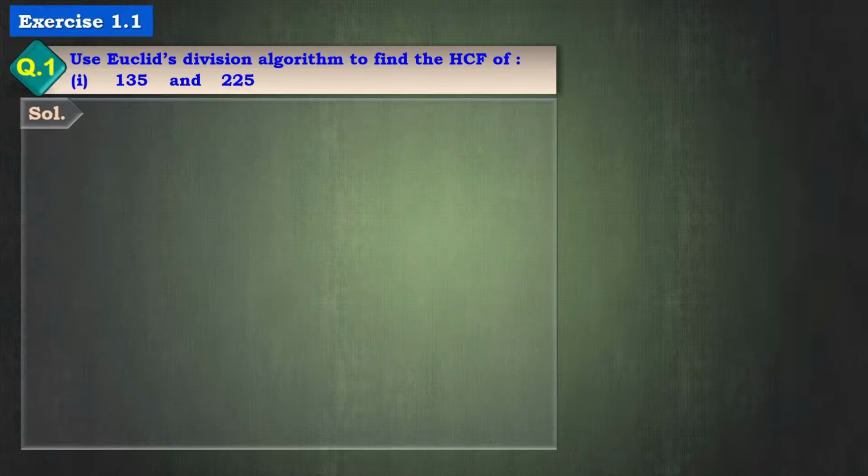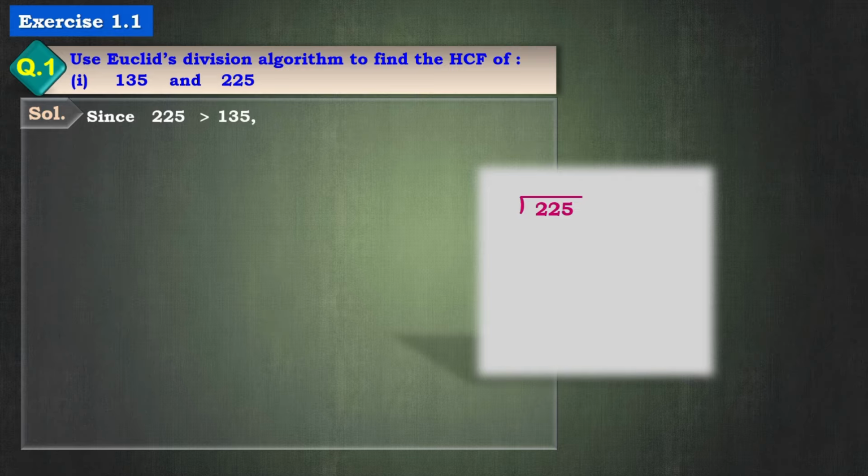Now let us solve one problem. Use Euclid's division algorithm to find the HCF of 135 and 225. Since 225 is greater than 135, we will consider 225 as the dividend and 135 as the divisor. I hope you have learned in your earlier classes how to find the HCF using the long division method. Euclid's division algorithm is based on that. So 135 times 1, now the remainder will be 90.